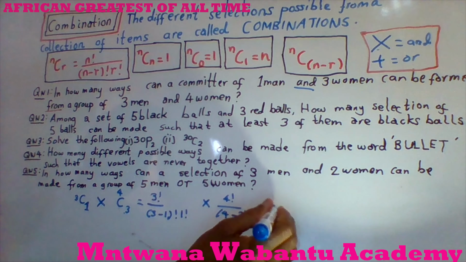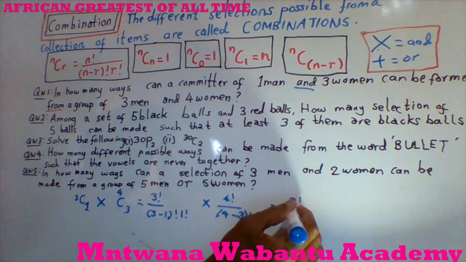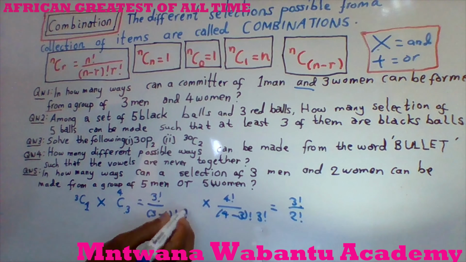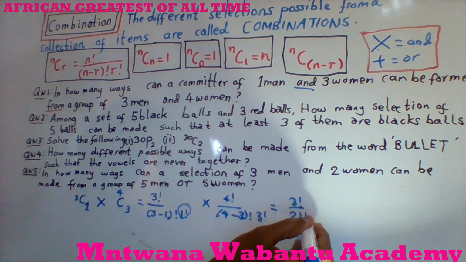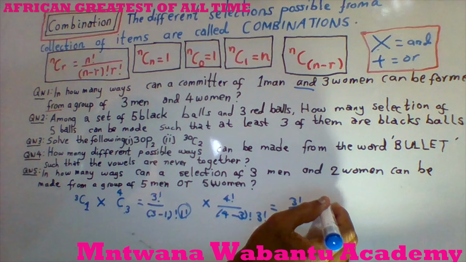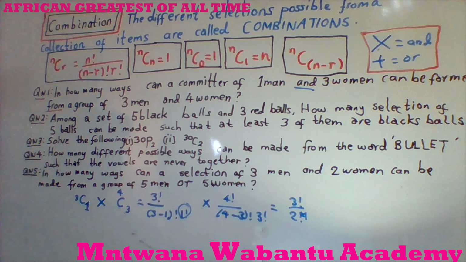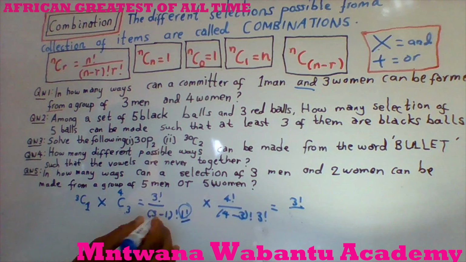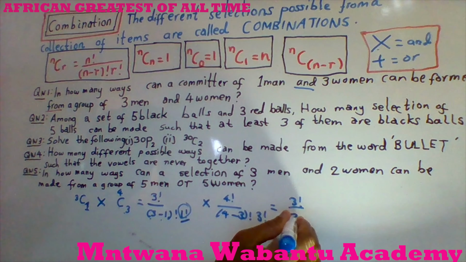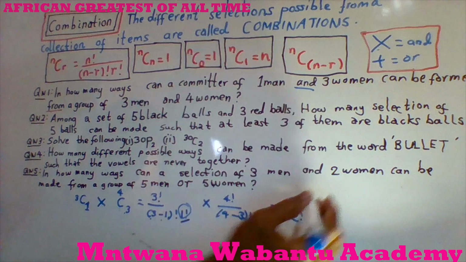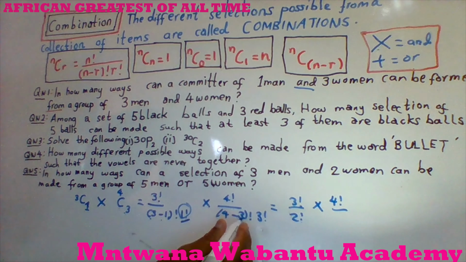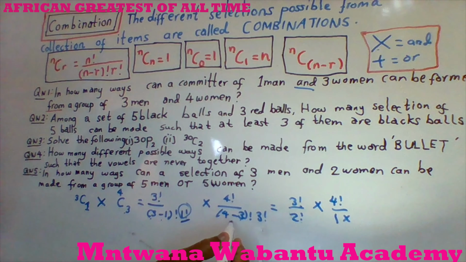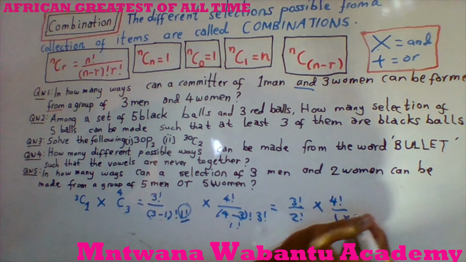Okay, so this thing is saying 3 factorial, and then 3 minus 1 equals 2 factorial. But we know 1 factorial equal to 1, so multiply by 1, so we want to have a 2 factorial, and then we multiply. Now 4 factorial, over 4 minus 3 equal to 1, so 1 factorial equal to 1, and then we got 3 factorial.